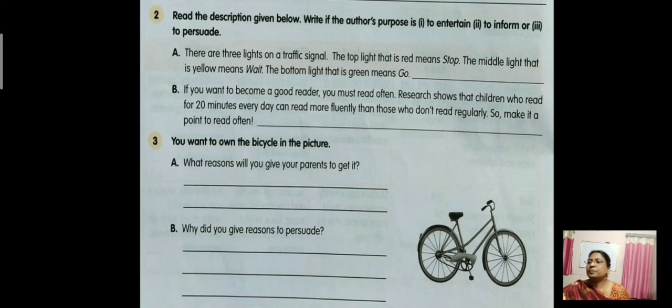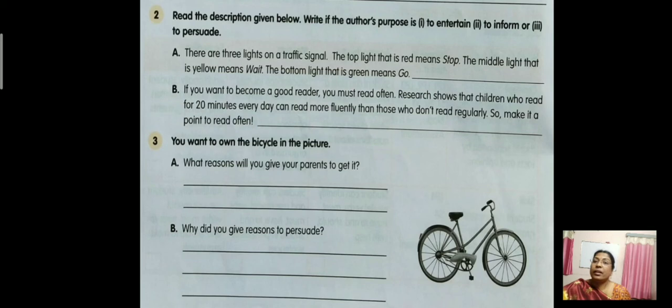Now the third one. You want to own the bicycle in the picture. So here look at the picture, children, bicycle. So you want to own it means you want to buy that one. So what reasons will you give your parents to get it? So you want your parents to purchase that bicycle for you. So you need to inform them to purchase it. So what reasons will you give?